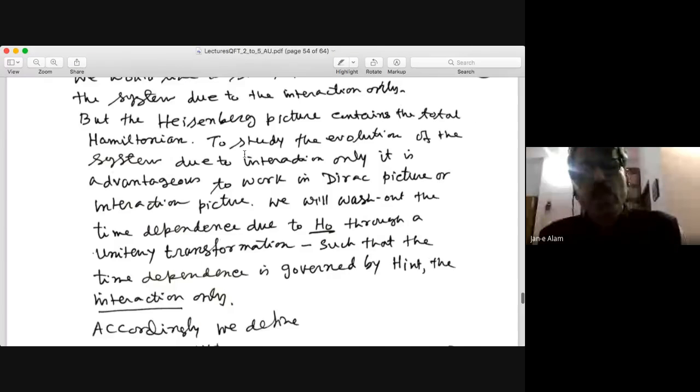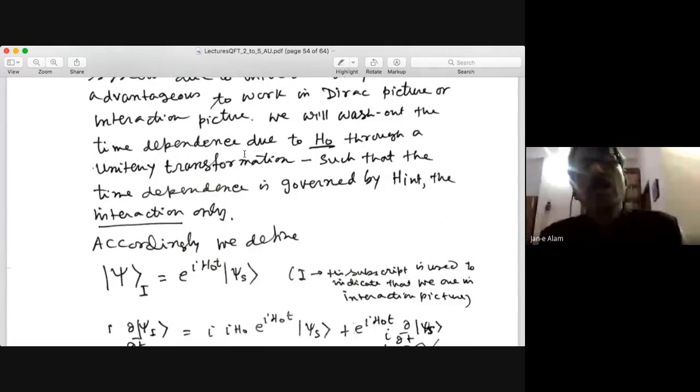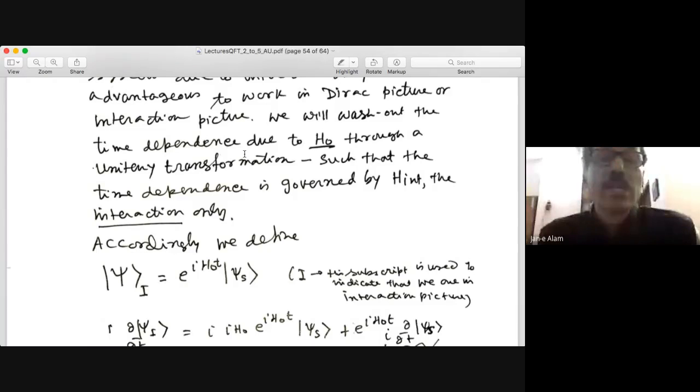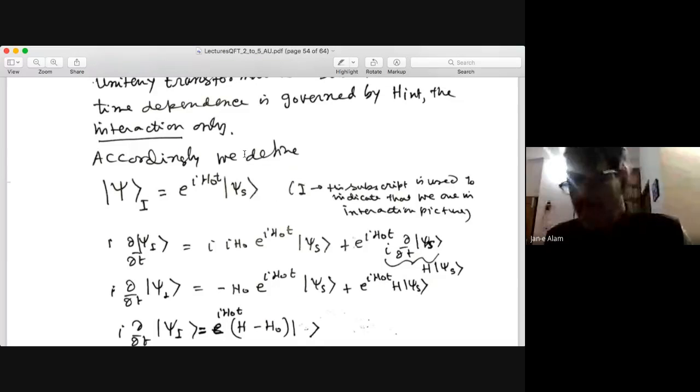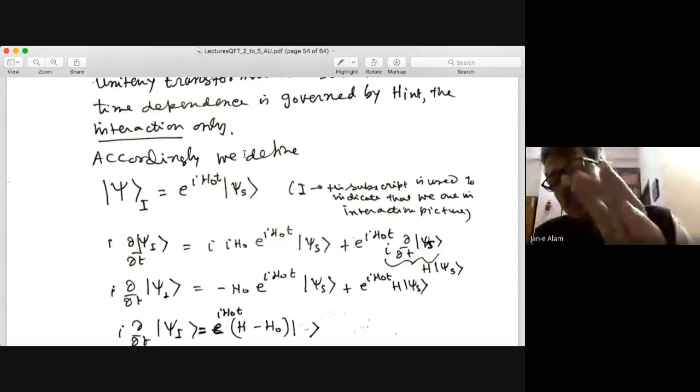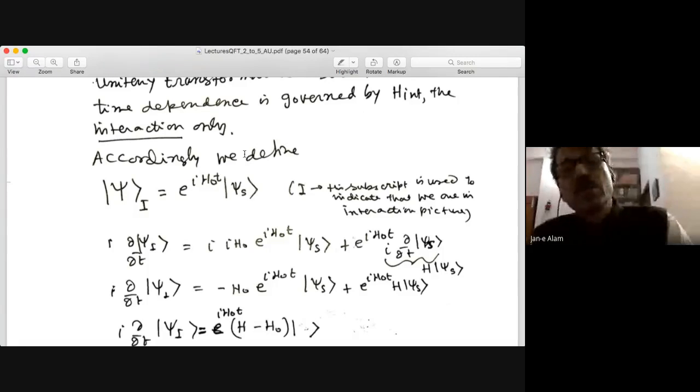And how can I do that? That can be done by using the Dirac picture, or what is called the interaction picture. So let me discuss what the interaction picture is. This is extremely important, because this tells you how to develop the perturbation theory in the interaction picture.